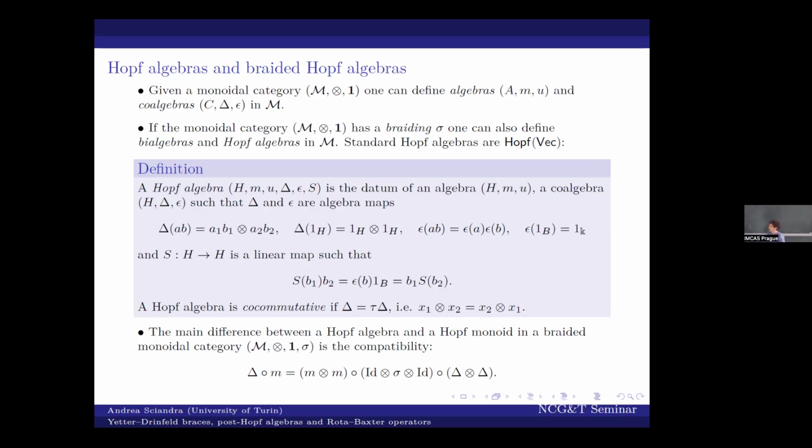The main difference between a standard Hopf algebra and a Hopf monoid in a braided monoidal category is the compatibility condition between delta and the multiplication. The fact that delta is multiplicative means this. You can see that we use the braiding of the category, sigma, which in the case of vector spaces is just given by the flip map. Here we use delta over A, delta over B, then the flip map in the middle, and then multiplication and multiplication. So we will use the definition of monoid in a braided monoidal category later.